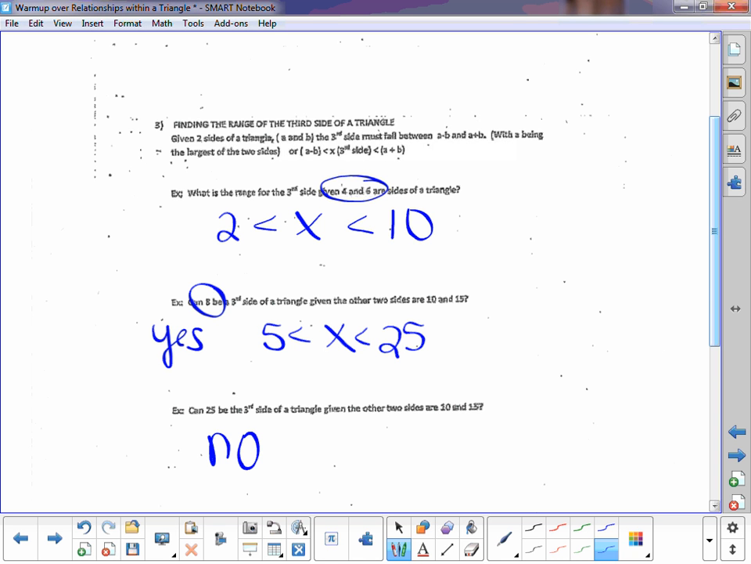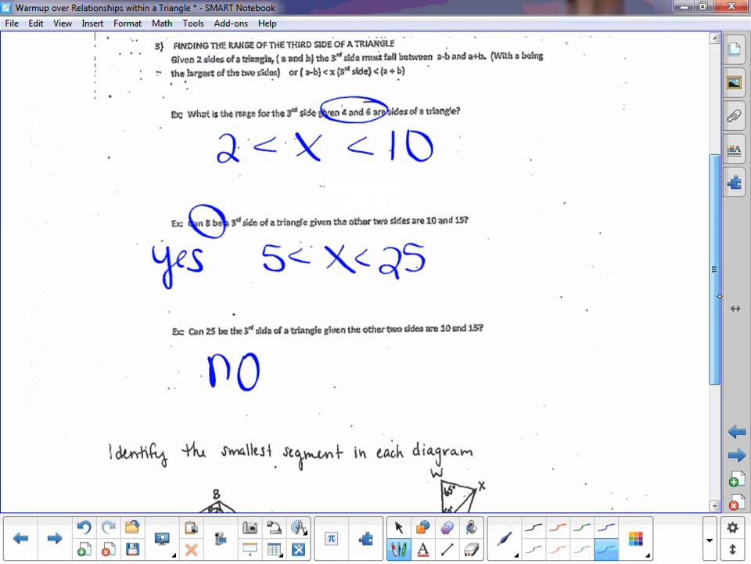Okay. And I realized during first period that this was lacking another key thing that we learned last time. So if you would just copy this down off to the side. Just a reminder of how we can determine if it's a right, acute, or obtuse triangle.